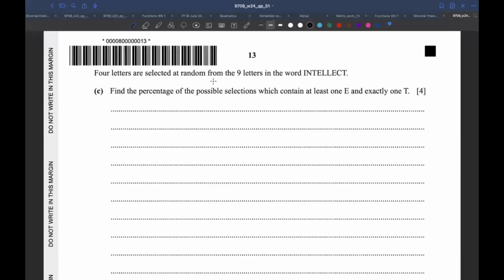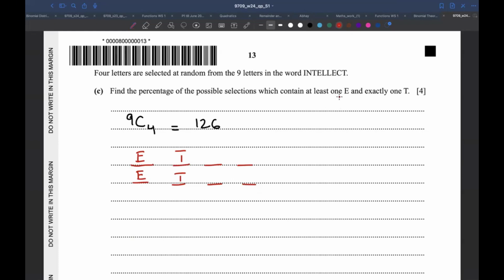In part C, it says that 4 letters are selected at random from the 9 letters in the word INTELLECT. Find the percentage of the possible selections which contain at least one E and exactly one T. In the first step, the total number of possible selections is 9C4. If you put this in the calculator, 9C4 will be 126. Now, out of these 126 selections, how many contain at least one E and exactly one T? It could be one E, one T, and then the remaining two could be anything.